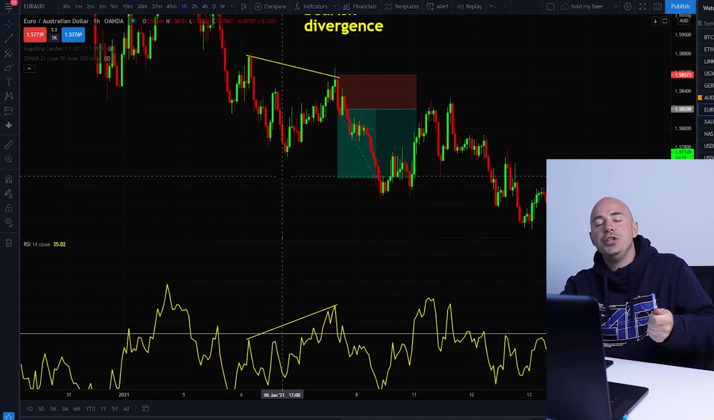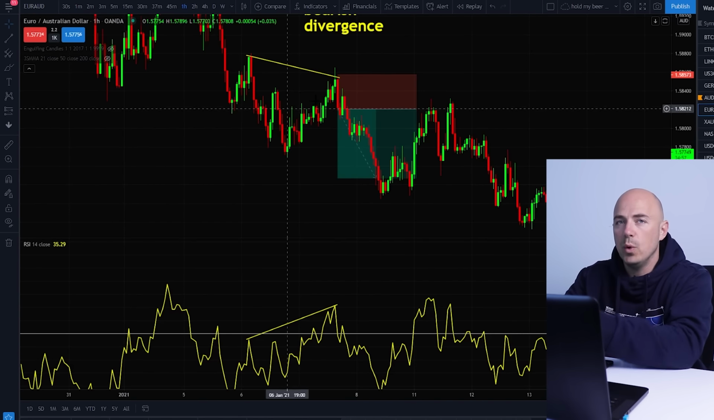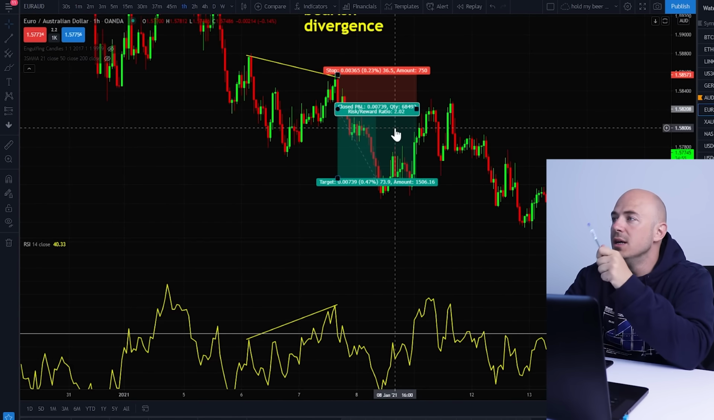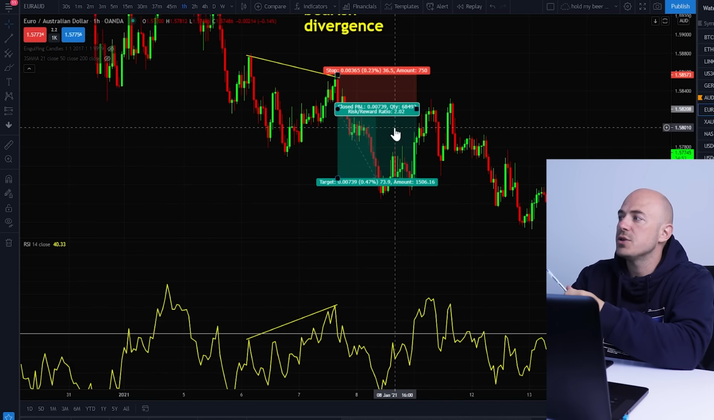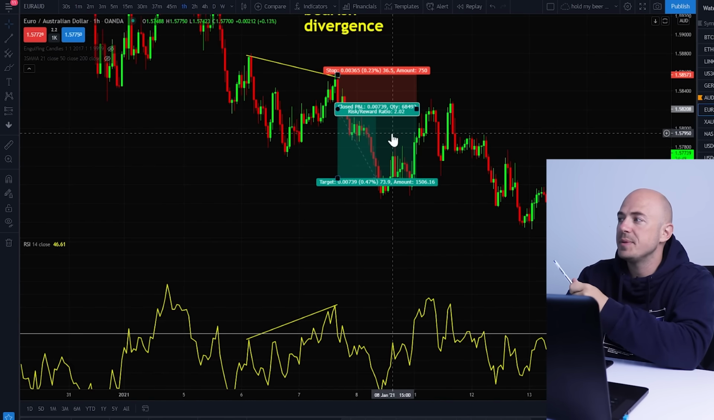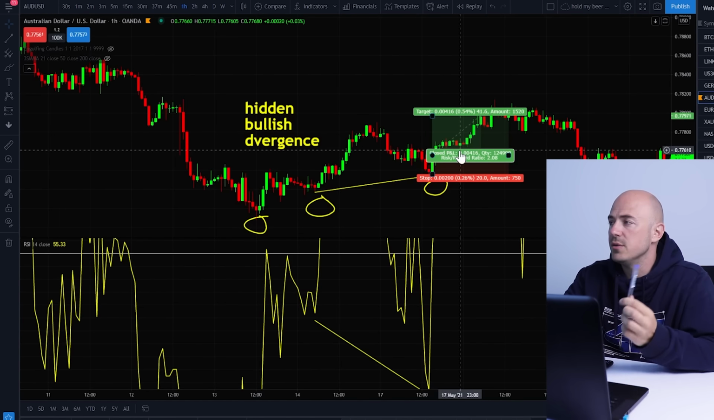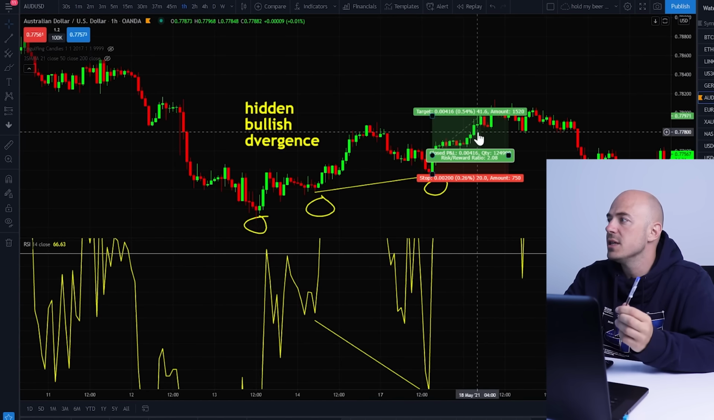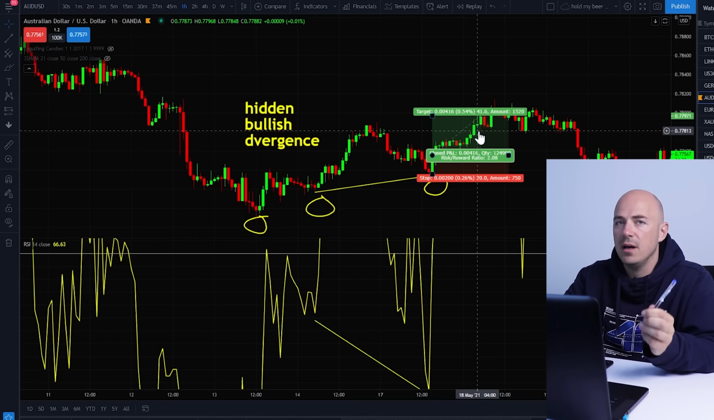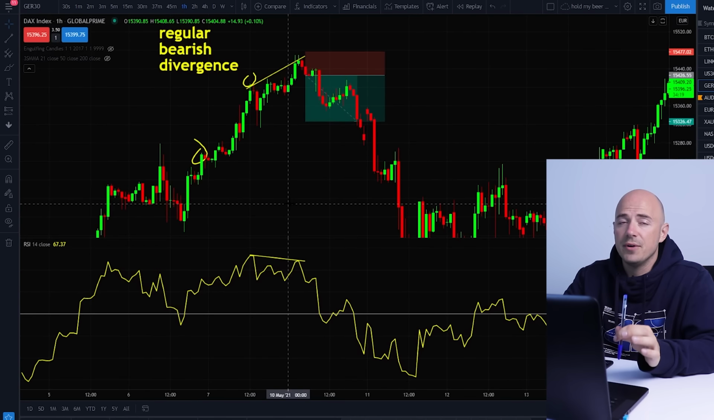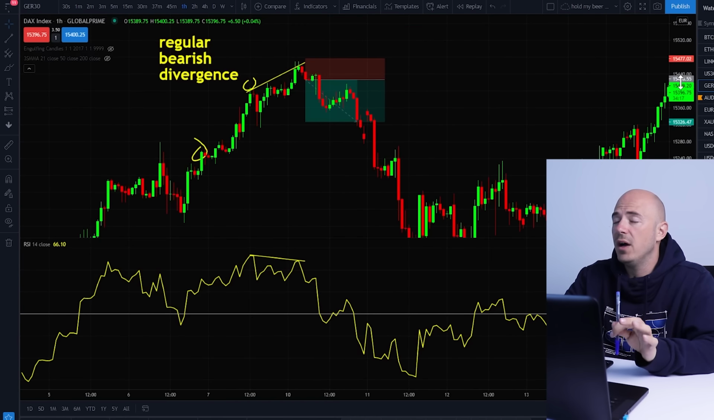Now, how much could you have made off of every single one of these trades that I just showed you? On this, which is Euro Australian dollar, with this one move, you got 36 pips. On Australian dollar US dollar, which is the hidden bullish divergence, you would have gotten 41 pips on this one move. Now, the regular divergences that I showed you were both on indices.